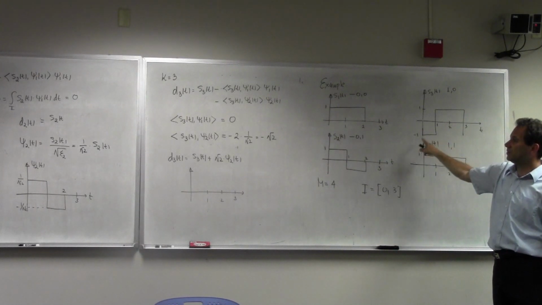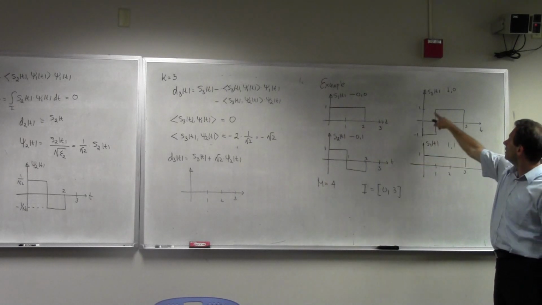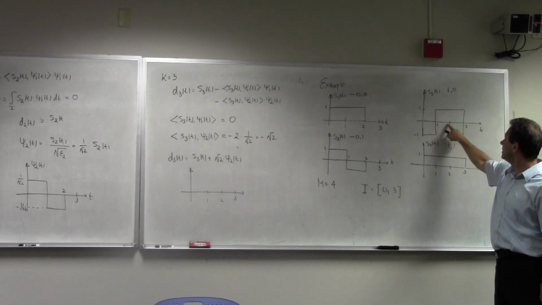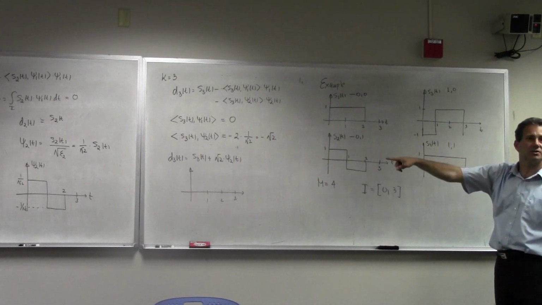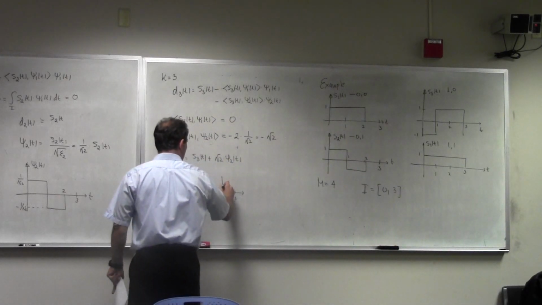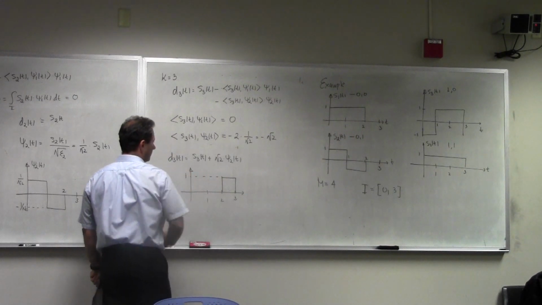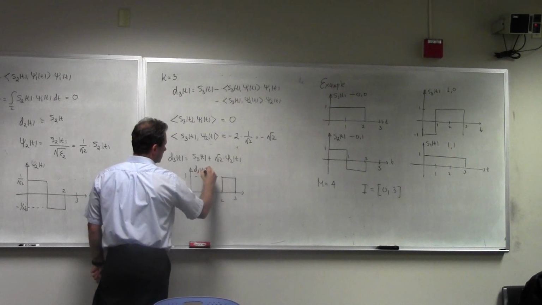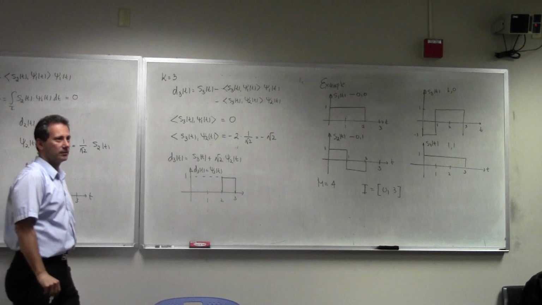Between 1 and 2, you're going to have a negative pulse from there and a positive pulse from here. They're going to cancel. And then between 2 and 3, you're going to have just S3 of t, because that one is 0, right? So d3 of t looks like this. What's the energy of this signal? 1. Right, so d3 of t is the same as phi 3 of t. So that's the third basis vector, right?